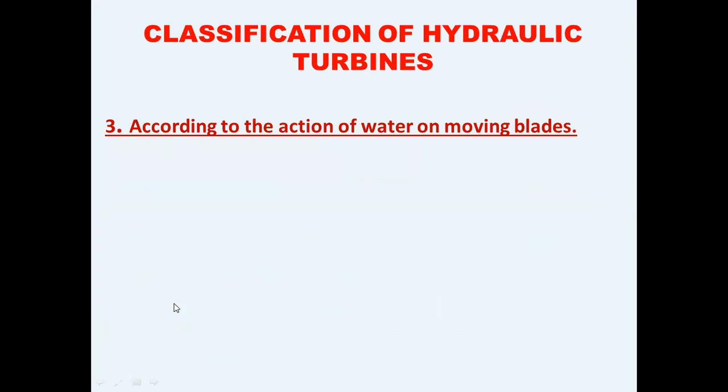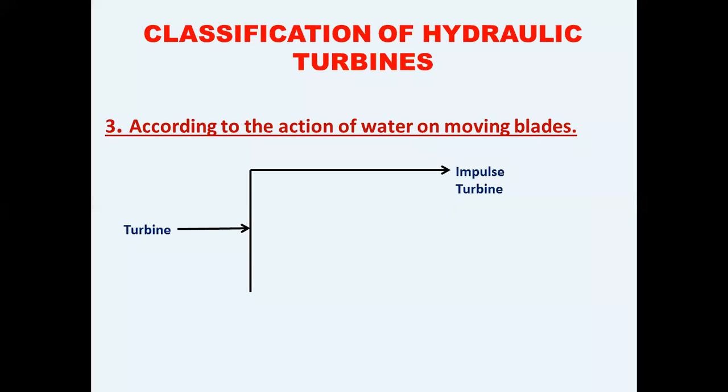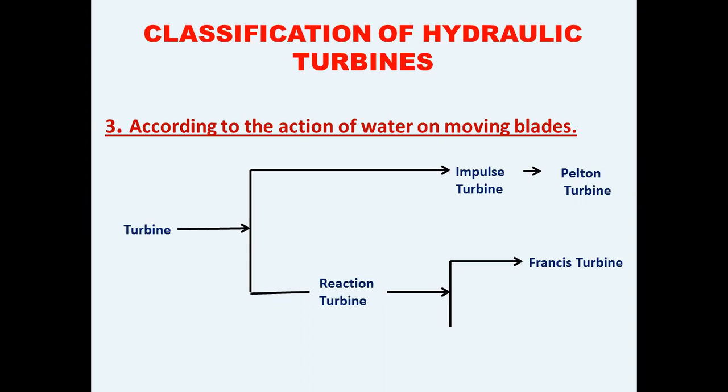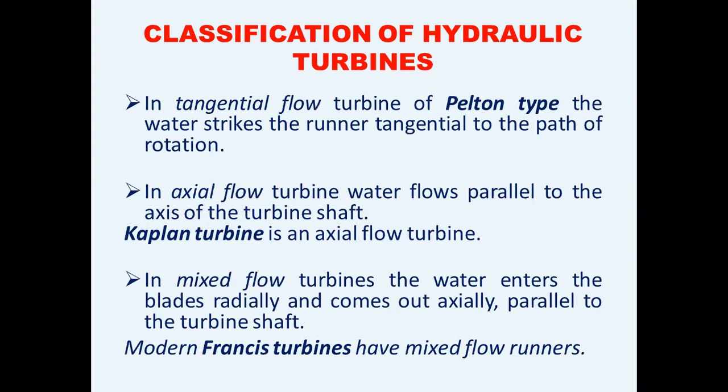Then next, according to the action of water on the moving plates. In this also, what I have done is I have given the classification. Now, turbine can be classified into two types. One is the impulse and the second is the reaction turbine. In impulse turbine, you have Pelton turbine, and in reaction turbine, you have two types, Francis and Kaplan turbine.